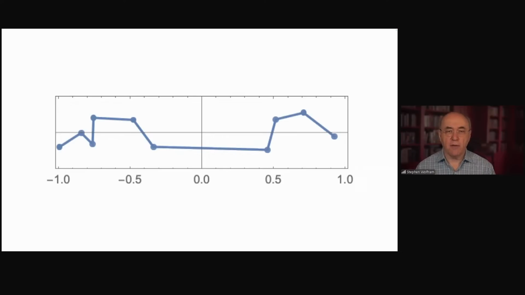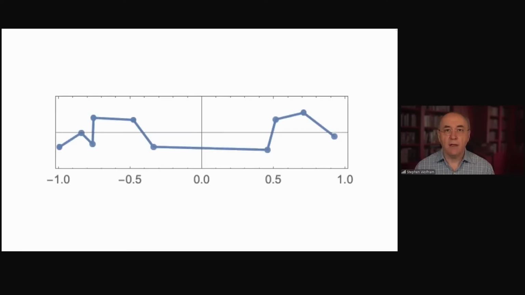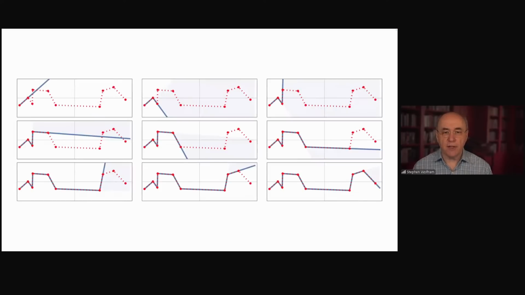So for example, if we look at this function here, this is the function that's computed by that neural net that I just showed here. And here's how that function is kind of built up by adding in successive ramps associated with individual intermediate nodes or neurons. So it's similarly possible to get all smooth functions from activation functions like ELU and so on.